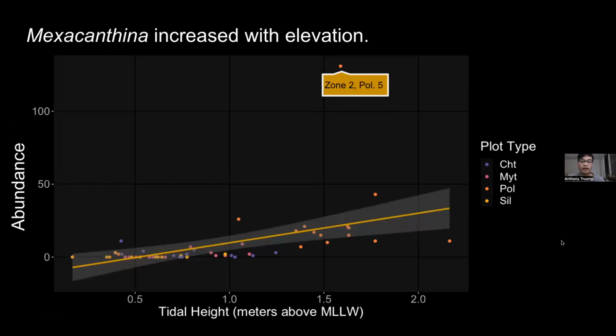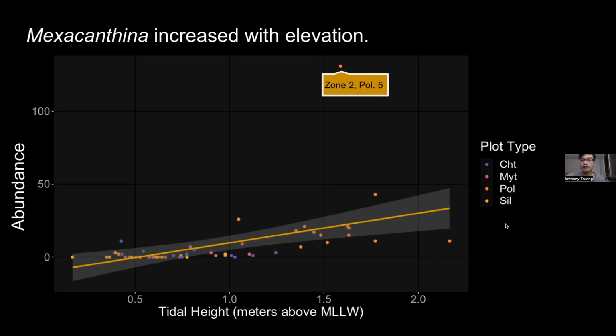And if we look at elevation, we can see that there is a bit of a linear relationship between the tide height and the abundance of Mexican fauna. So when we think about elevation, because the substrate slopes downwards as you move towards the ocean and upwards as you move away from the ocean towards the cliffs, we are seeing that Mexican fauna seems to prefer those upper elevations a bit further away from where the water level is.